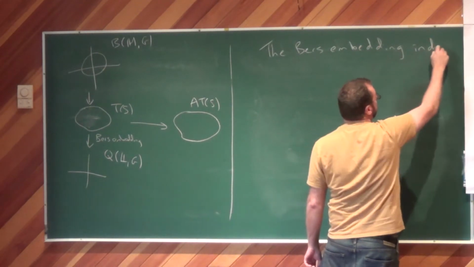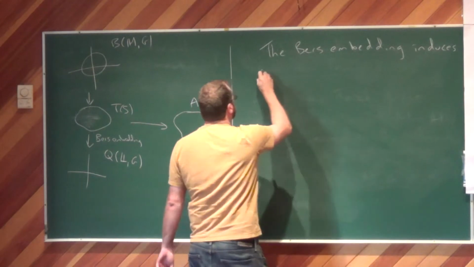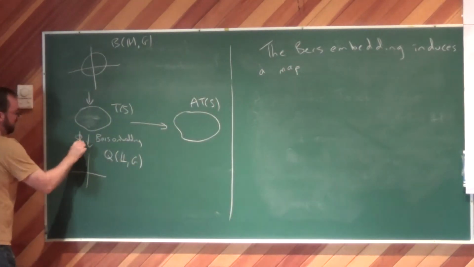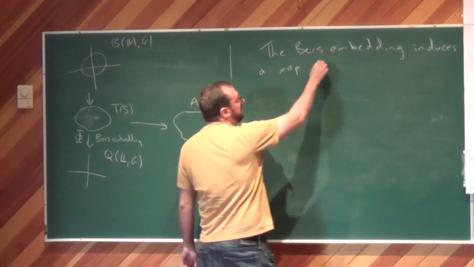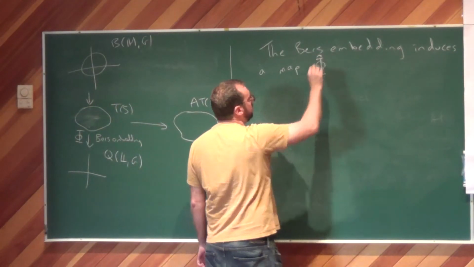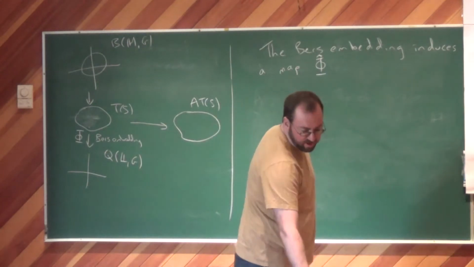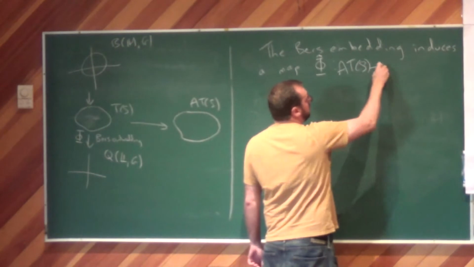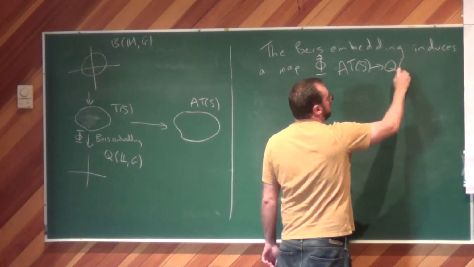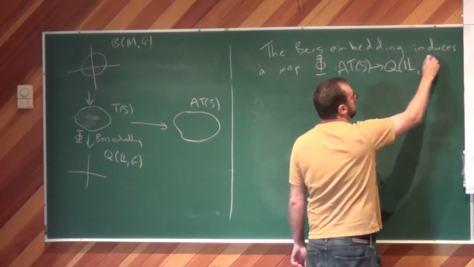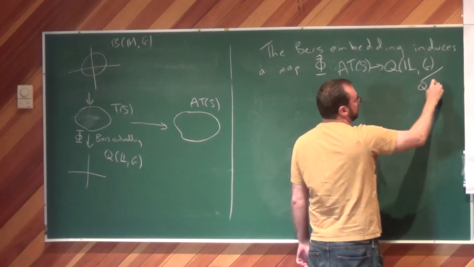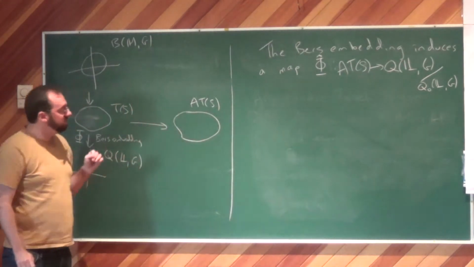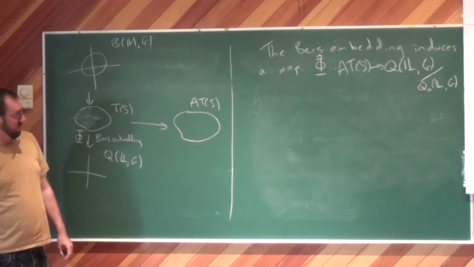Beers embedding reduces a map, or we call it the Beers embedding, I think, capital phi. So the Beers embedding induces a map phi hat from asymptotic Teichmüller space to Q of L comma G quotiented by Q0 of L comma G.